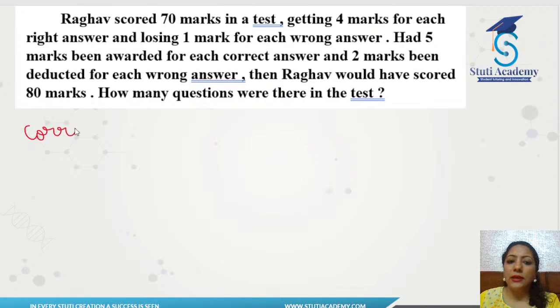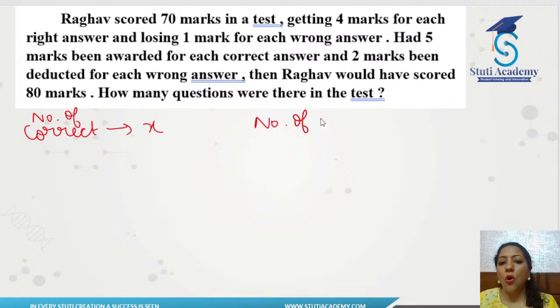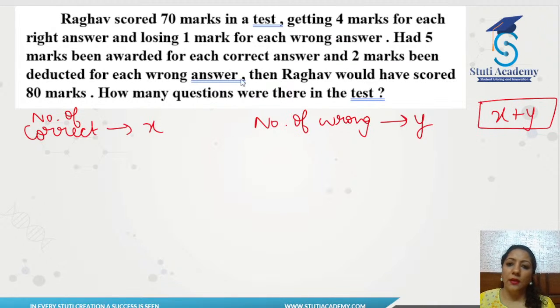So let us take the number of correct answers as x, and the number of wrong answers as y. So the total questions would be x plus y. So here we are looking for x plus y actually.